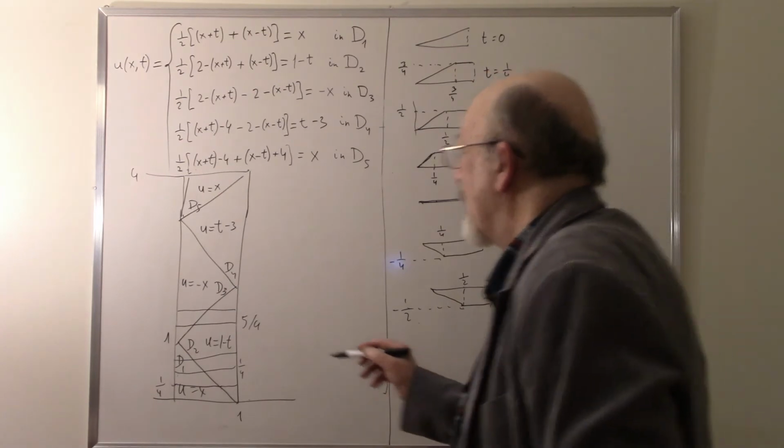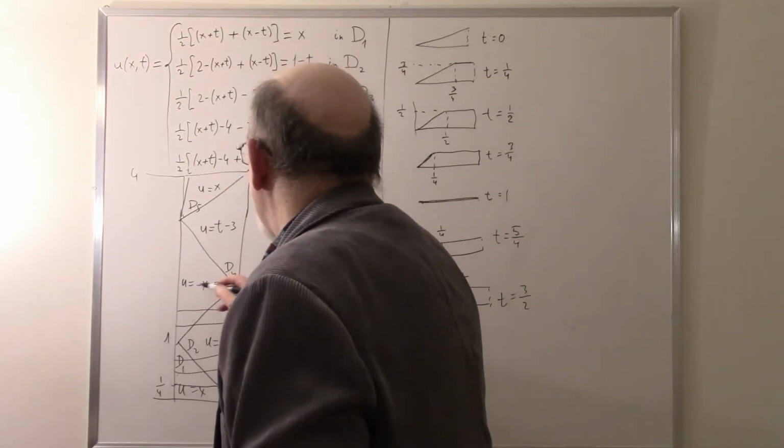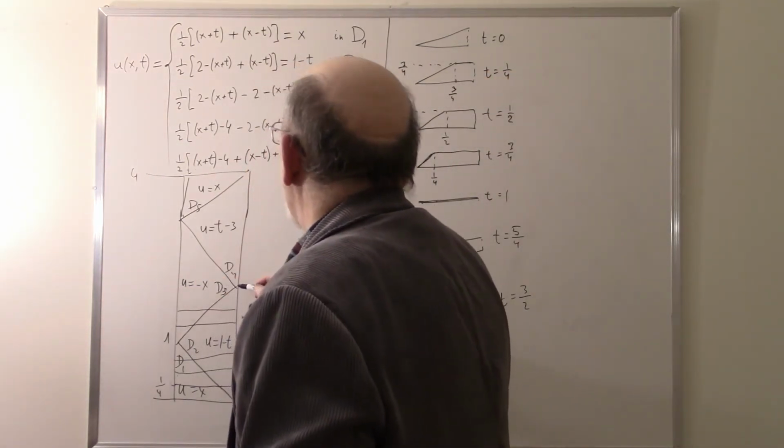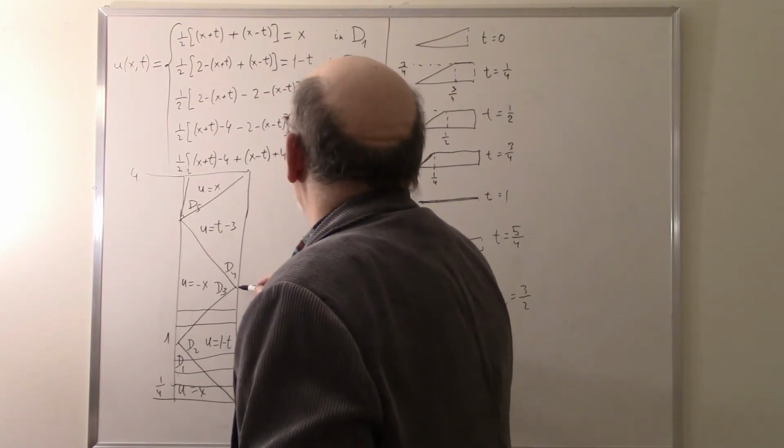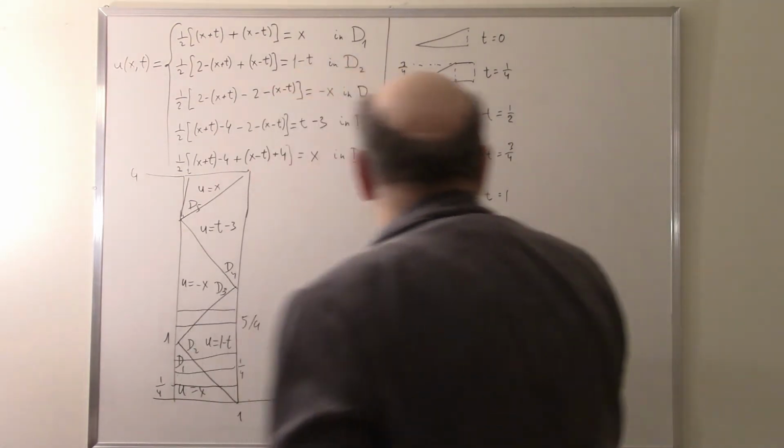Now for t equals 2, we are completely in D3. It is minus x.